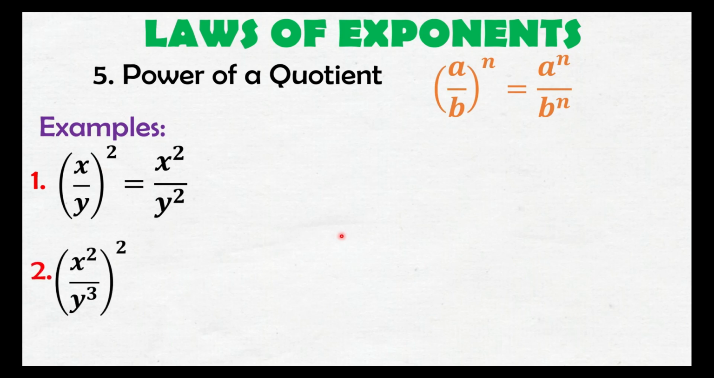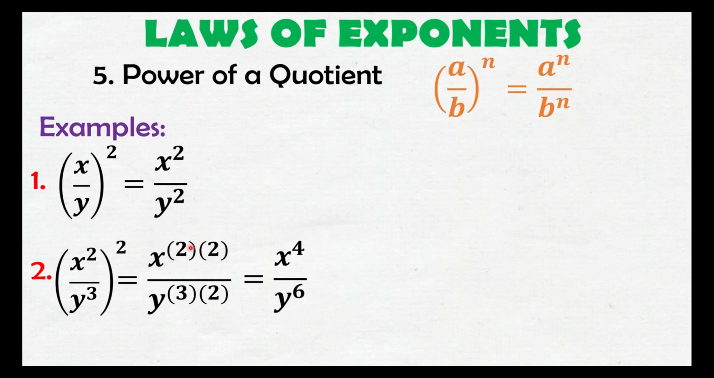Another example is x square over y cube. Tapos, naka-raise sila sa exponent na 2. So, distribute lang natin yan. So, again, nag-apply din tayo dito ng power of a power. So, distribute natin 2 sa 2. So, we have 2 times 2 and 2 dito sa exponent ng denominator na 3. So, we have 3 times 2. Simplify lang natin 2 times 2, that is 4. And 3 times 2, that is 6. So, we have x raised to 4 over y raised to 6.